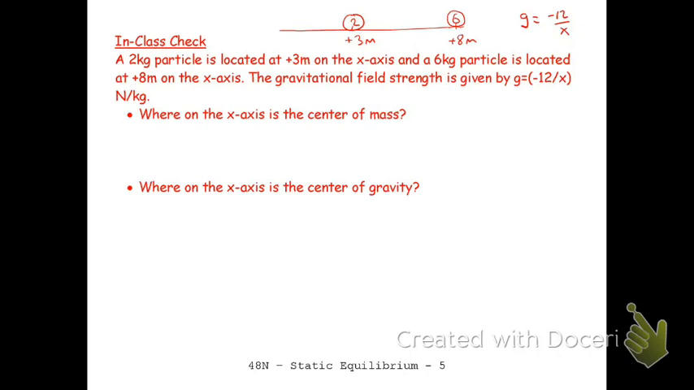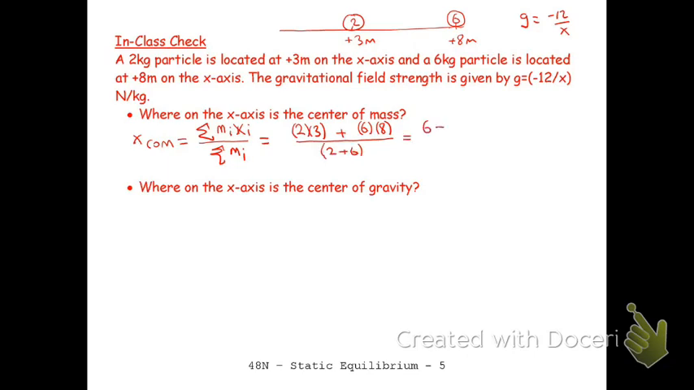So where is its center of mass? X for the center of mass is equal to the sum of each particle's mass times each particle's position over the sum of each particle's mass. So that's going to be 2 times 3 plus 6 times 8 over, and it's the masses I'm adding, so 2 plus 6.